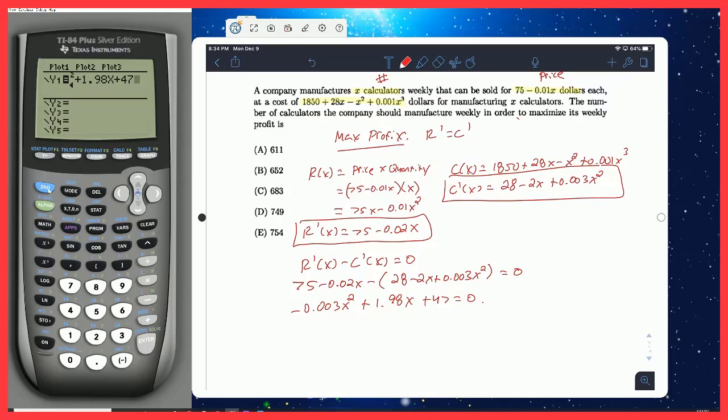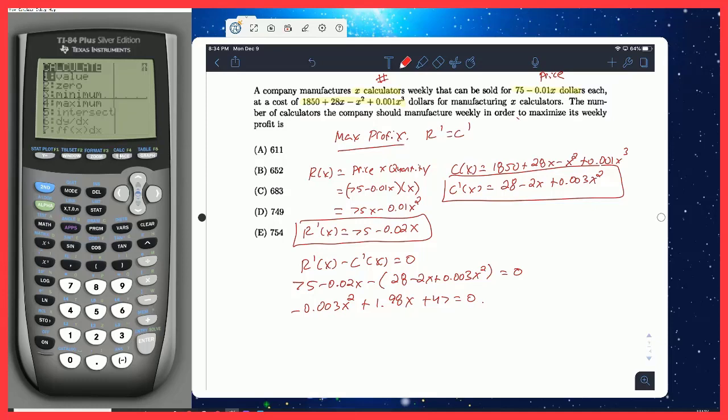Okay, this looks good. So now we're going to find an appropriate window. Let's see. This window's not bad. I want to look at the choices here and understand that the x values are going to be between 600 and 754. So why don't we go 0 to 1,000 and go up by hundreds? Sure. And then we'll graph this thing. And then we want to find the solution, which looks to be right there.